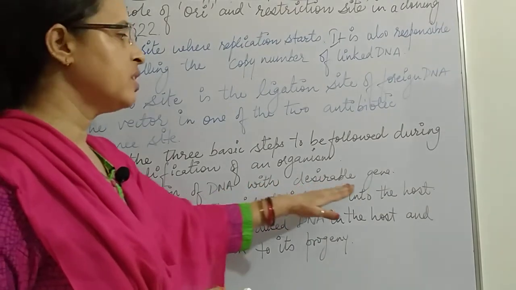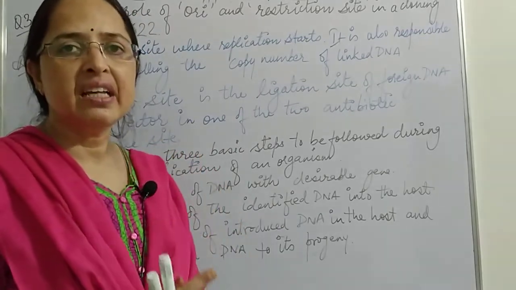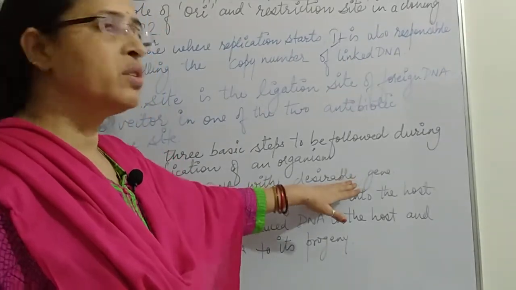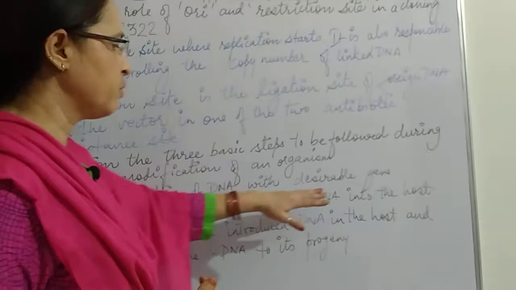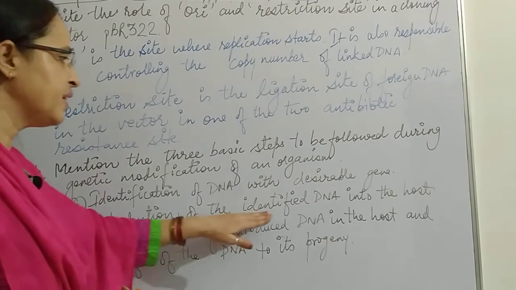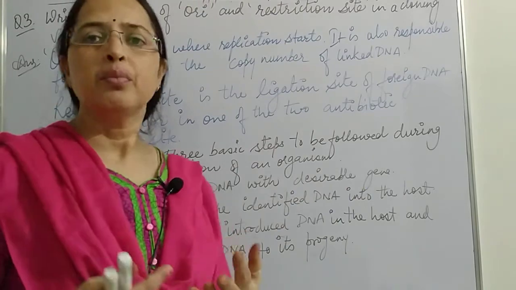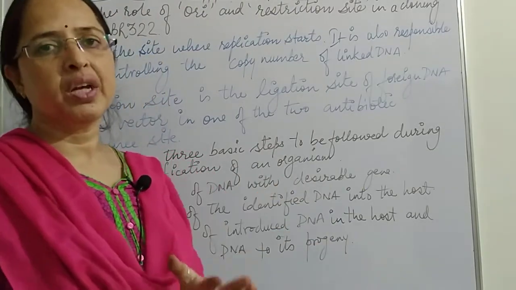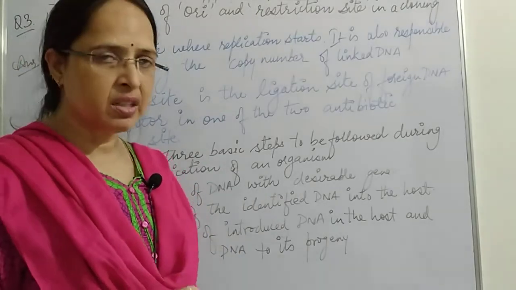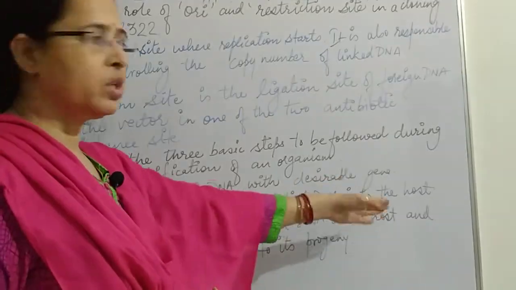Identification of DNA with the desirable gene. First of all, we have to identify the DNA which contains the desired gene, which is having a specific character. So the first step is identification of the DNA with a desirable gene. Second is introduction of the identified DNA into the host, because we want to have the genetically modified organism, so we have to incorporate the desired gene into the host body, then only we can have multiple copies of it. So this second step is introduction of the identified DNA into the host.